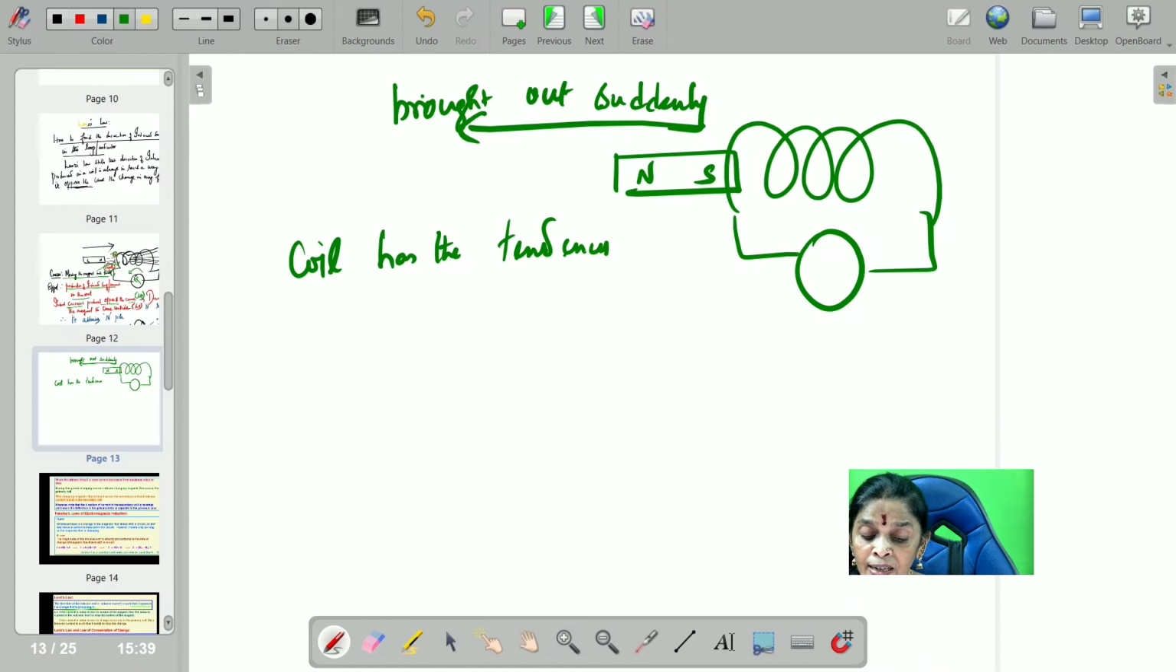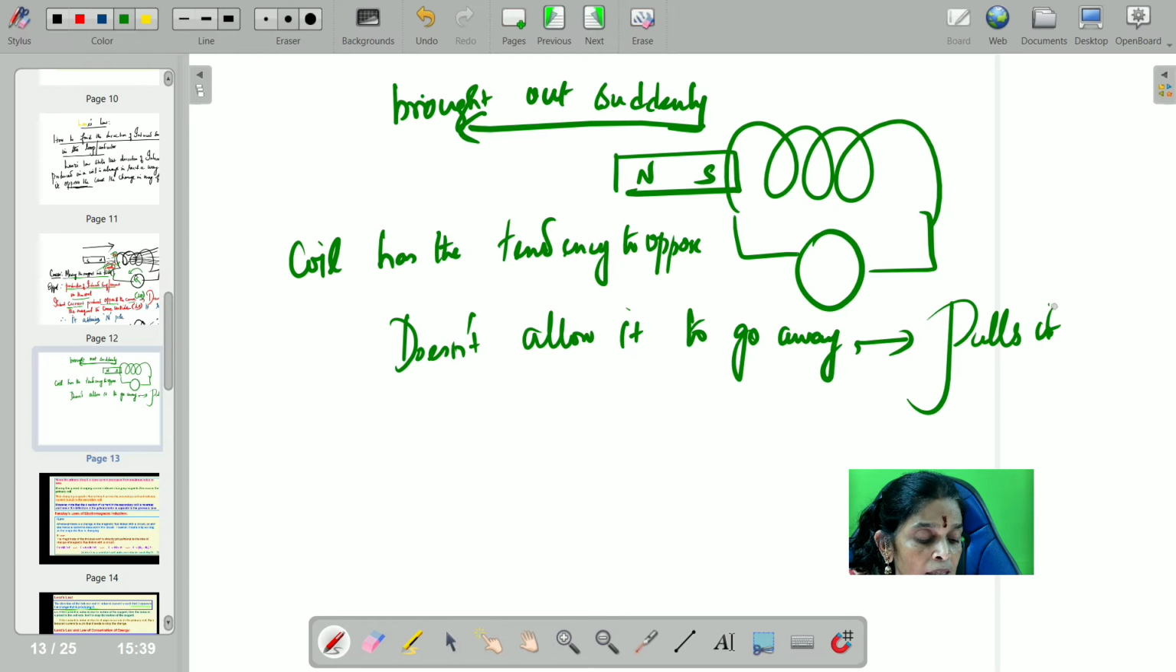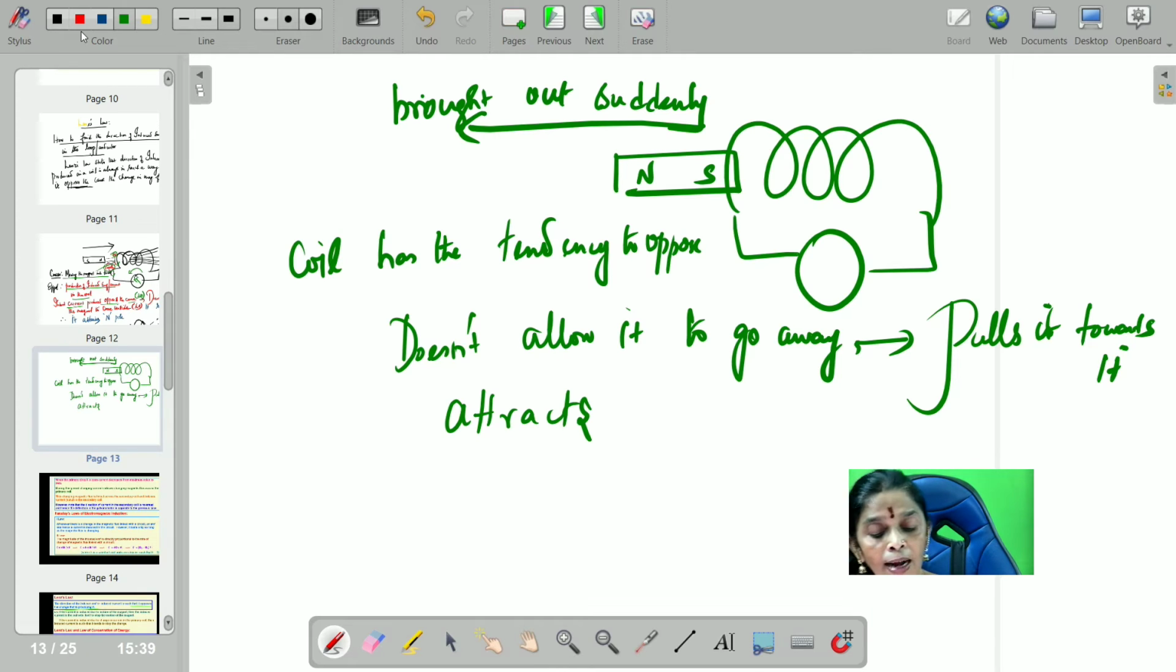What is that, children? Tendency to oppose means what does it do? Does not allow it to go away. So since it is not allowing it to go away, what does it do? It pulls it towards. Since it is pulling it towards it, what happened? You can say that it attracts. Since it is attracting, what is the polarity it attains, children?